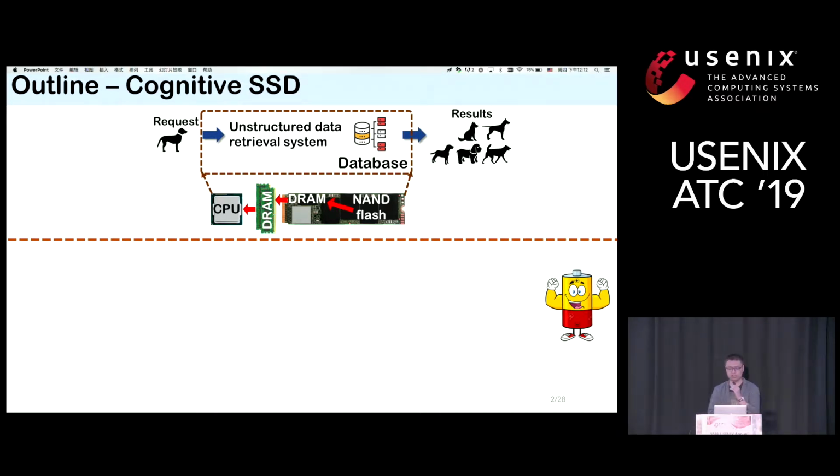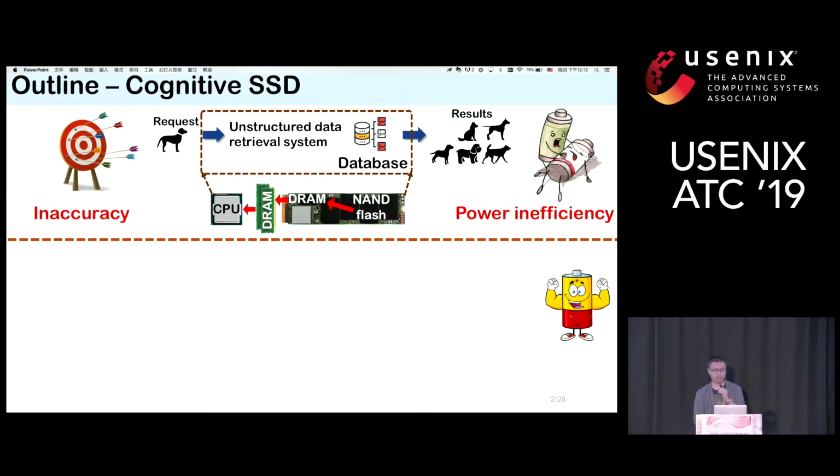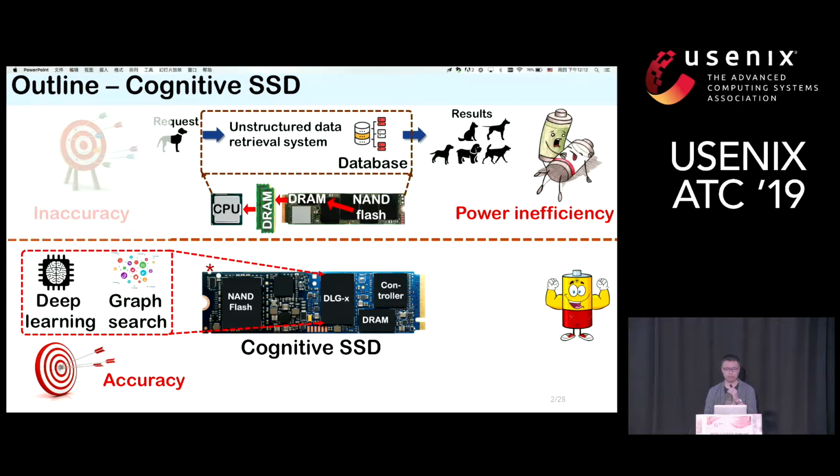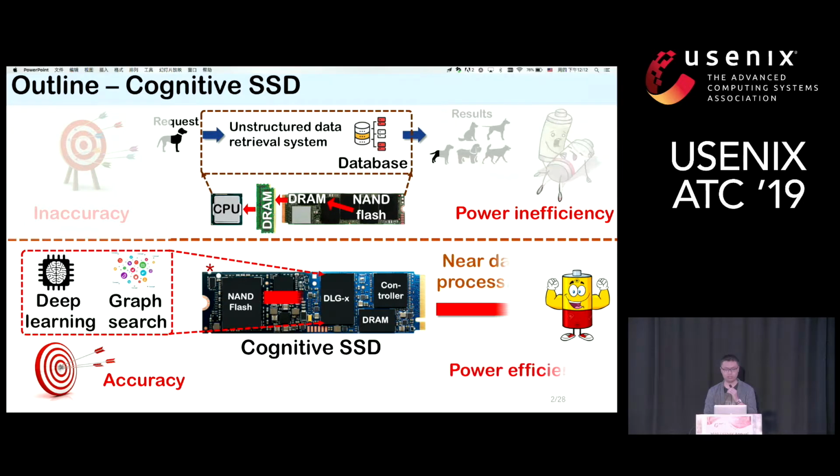Cognitive SSD is designed for unstructured data retrieval. Data retrieval system aims to search similar data from the database. However, traditional systems suffer from the issues of inaccuracy and power inefficiency. Therefore, we propose the Cognitive SSD, which integrates deep learning and graph search to provide better retrieval performance, and leverage near data processing technique to address power inefficiency issue. In summary, Cognitive SSD provides an energy efficient and in-storage unstructured data retrieval solution.